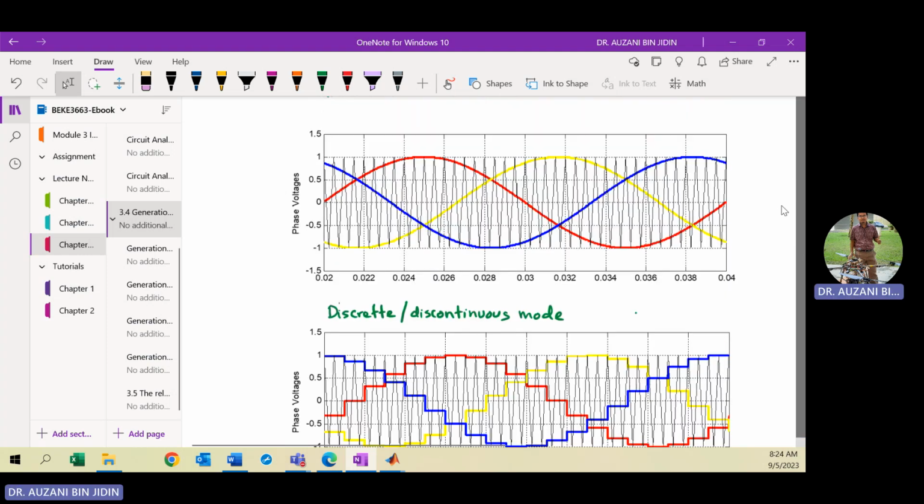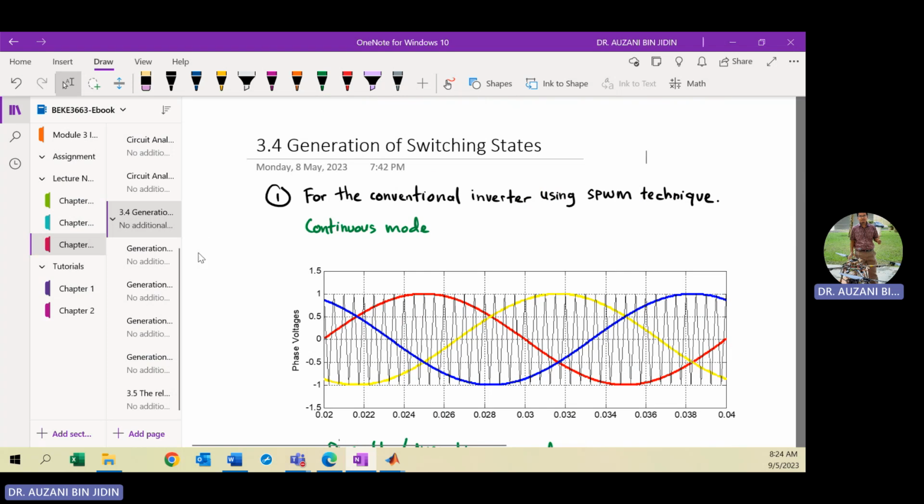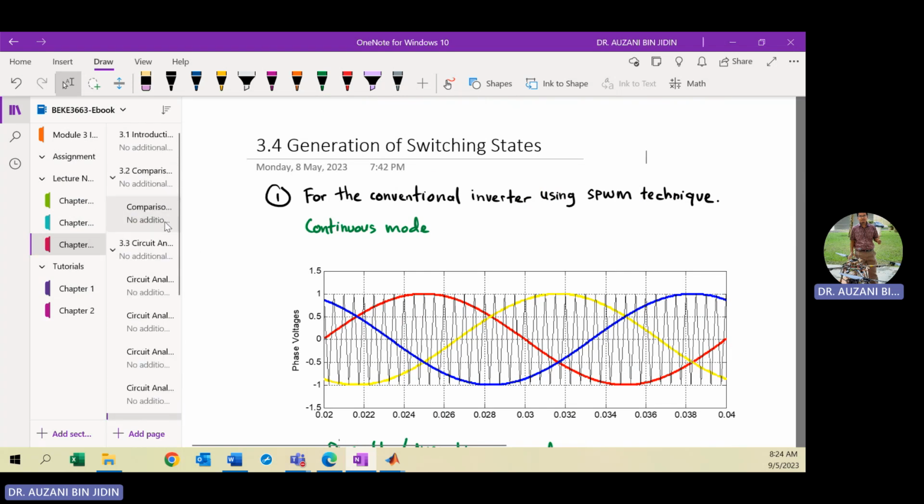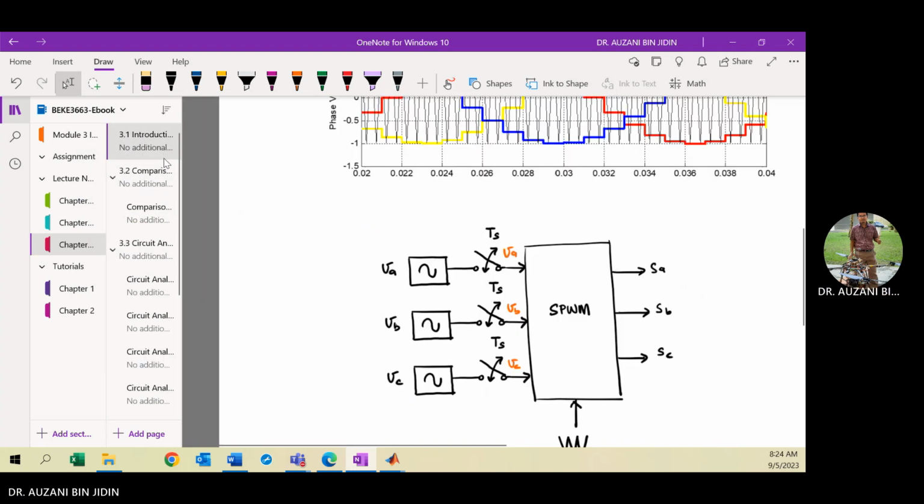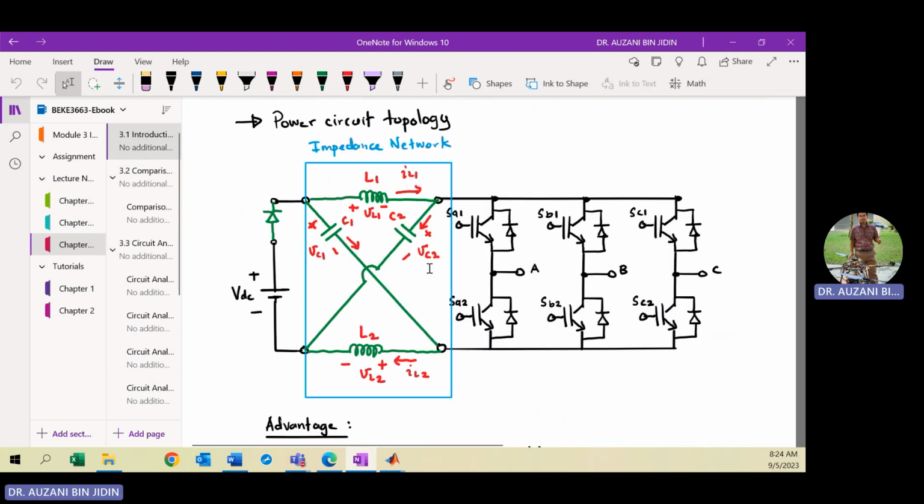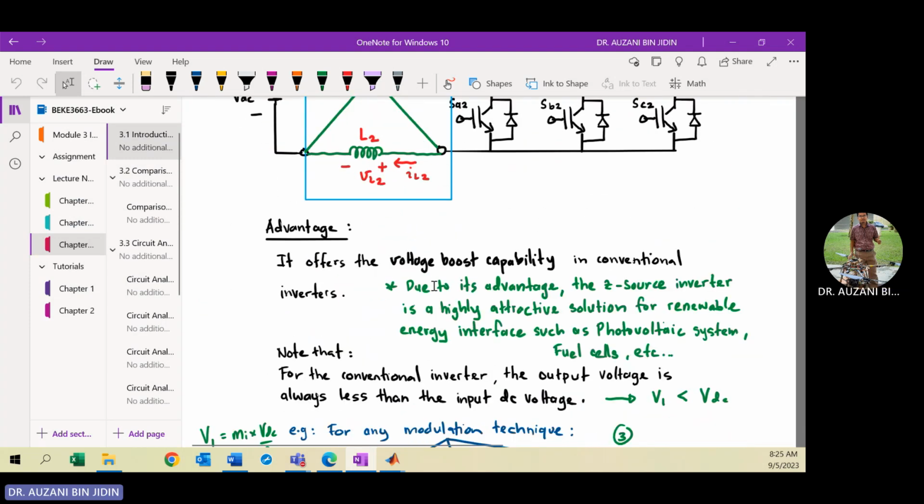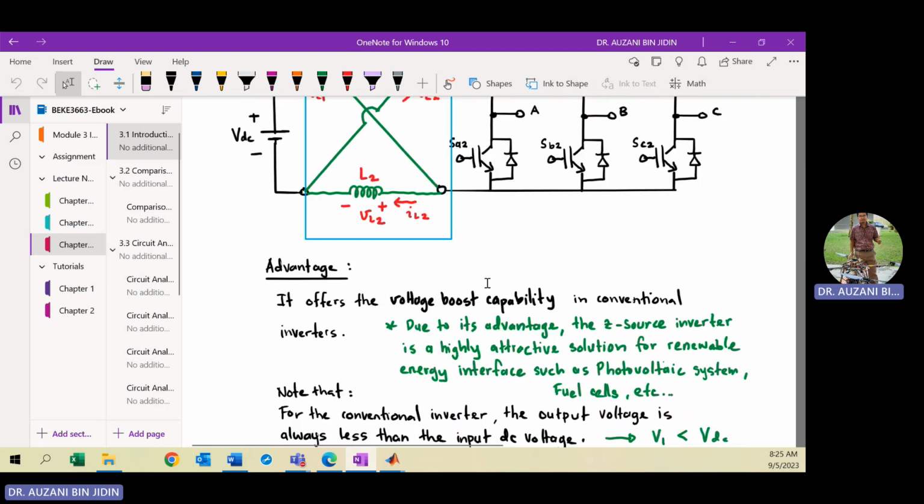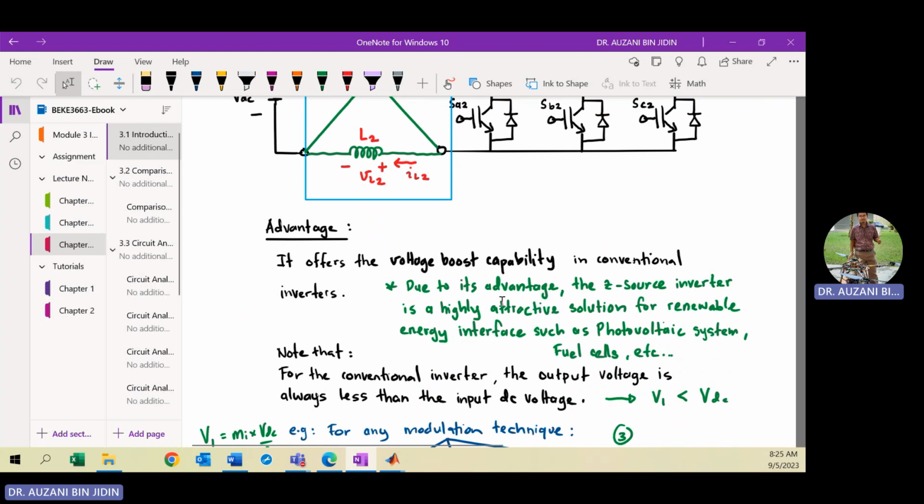Okay, so yesterday we discussed the advantage of using the Z-source, where it can boost the voltage. This type of inverter is widely used for renewable energy interfaces, because the voltage produced by a solar panel, your solar array, is small, which means you need to boost the voltage.